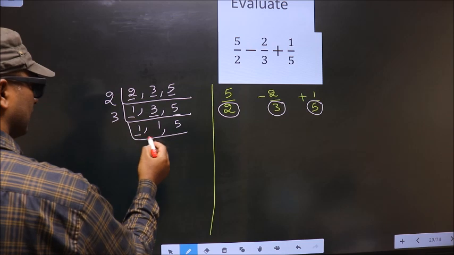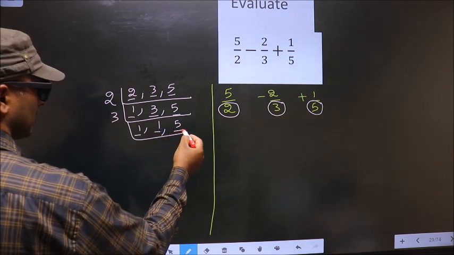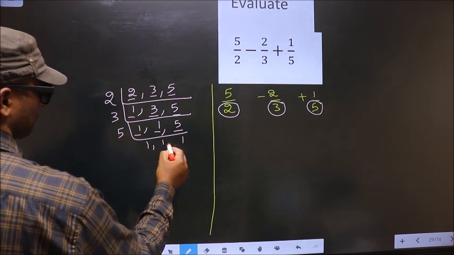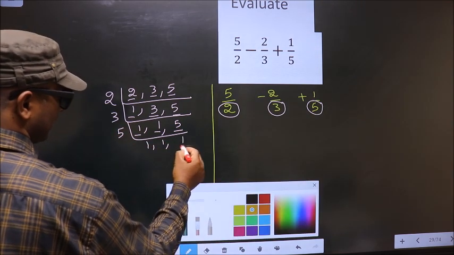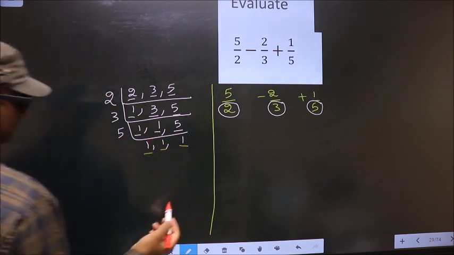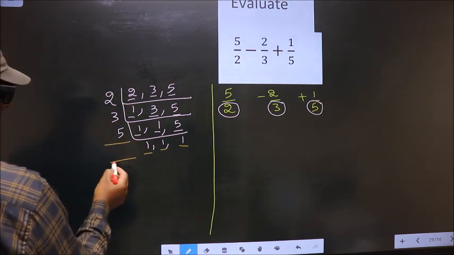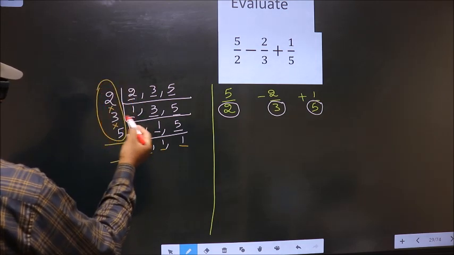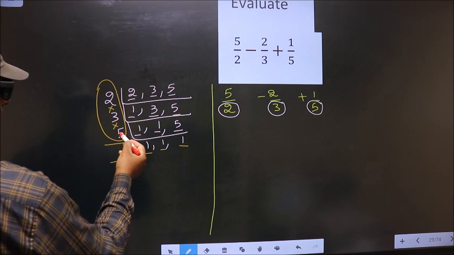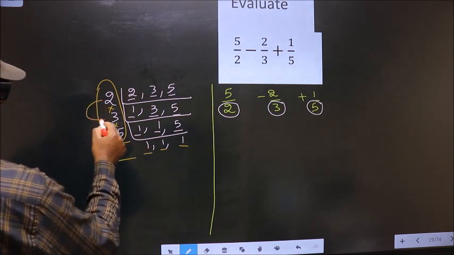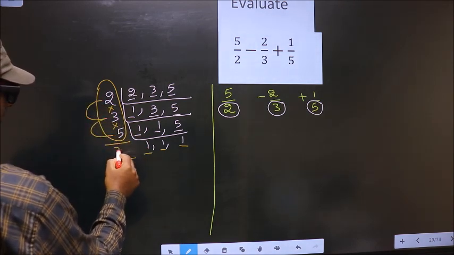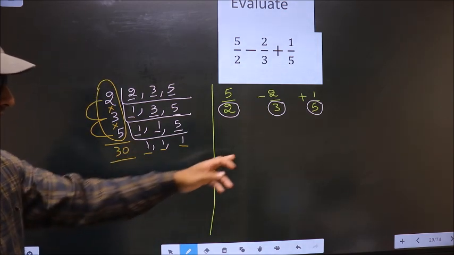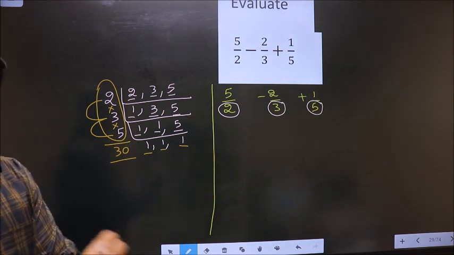Now we got 1 here and here, so focus on the other number, that is 5. 5 is a prime number, so 5 1's are 5. We got 1 in all the 3 places. So our LCM is the product of these numbers, that is 2 into 3 into 5. So 2 into 3 is 6, into 5 is 30. Whatever LCM we got here, we should write here in this way.